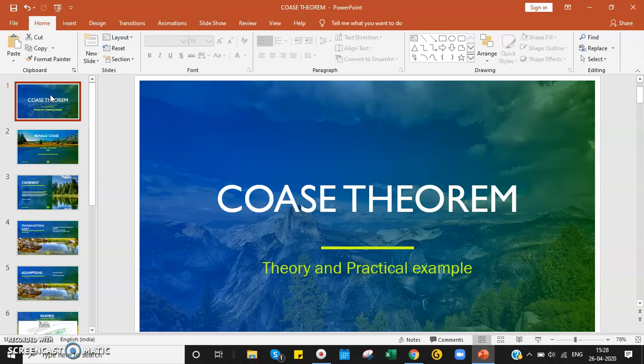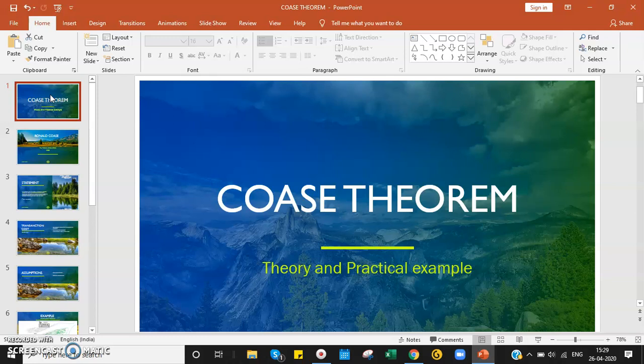So this time I will be taking a short presentation come lecture on the topic Coase Theorem, and the purpose of taking this lecture is twofold. The first one is to explain the theoretical framework behind this theorem and to give you a practical example to explain the application of this theorem.